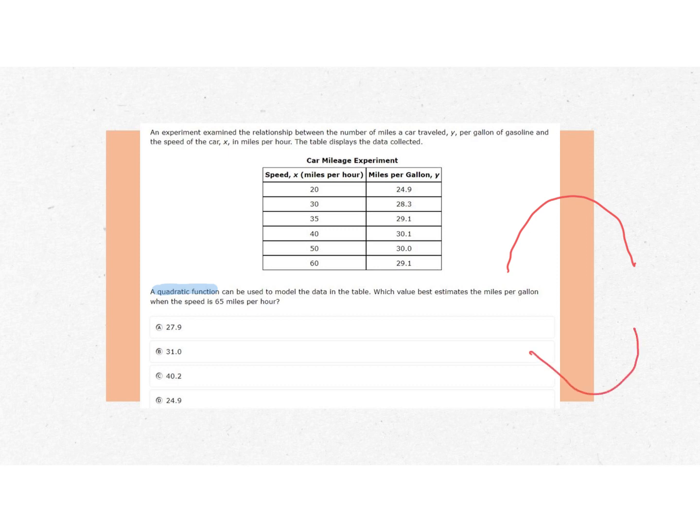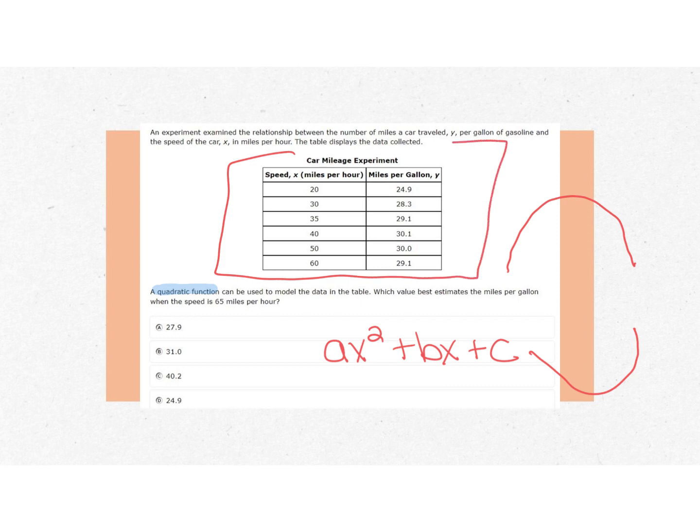So we do not use that y equals mx plus b. That is not the standard form of a quadratic. Remember that quadratic is that ax squared plus bx plus c equation. So we need to pay attention and make sure that we know, is this linear, is this quadratic, is this exponential. So the first thing I'm going to do is go back into my Desmos and plug in my table.